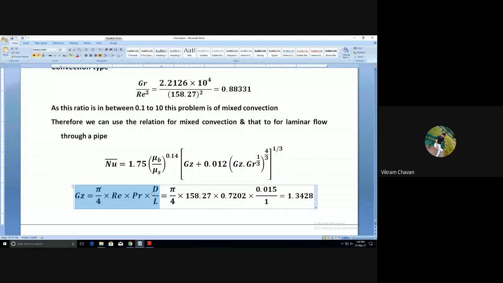So length is provided as 1 meter only. So we can consider 1 meter length, and we can put in all the values of Reynolds number, Prandtl number, diameter, and length, and calculate the Graetz number. So pi by 4 multiplied by 158.27 multiplied by 0.7202 multiplied by 0.015 divided by 1. So I'm getting Graetz number equal to 1.3428. Please check whether you are getting the same value or not. You can put your value of Graetz number in the chat box.